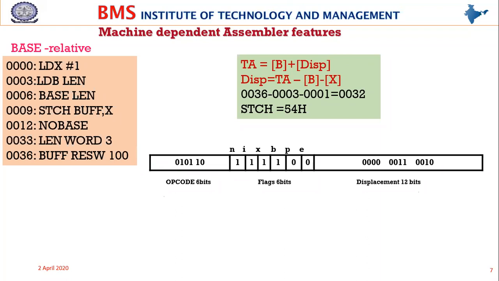N and I flags are 1. Now the X flag is 1 because it is an indexed addressing mode, and the B flag is also 1 because it is base relative addressing mode. P is equal to 0 and E is equal to 0. As usual, our displacement is represented here. We can only represent 032, not 0032. So 0 is represented by four zeros, 3 is represented by 0011 and 2 is represented by 0010.